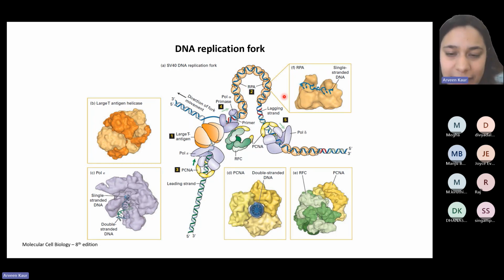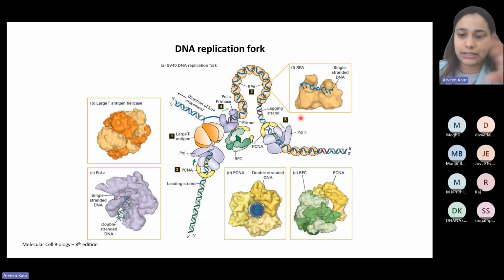So in the lagging strand, the main DNA polymerase is the polymerase delta, right? Along with that, polymerase alpha is a primase for this strand, right? It will go and add primers such that DNA polymerase delta can act, and it can complete the synthesis in between this primer and the next primer, right?